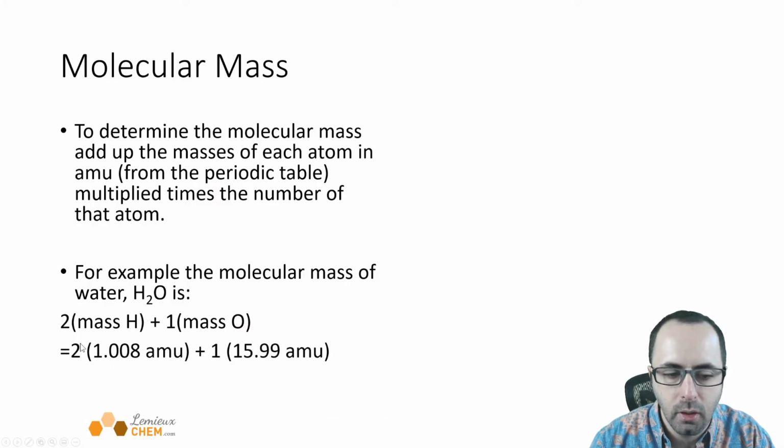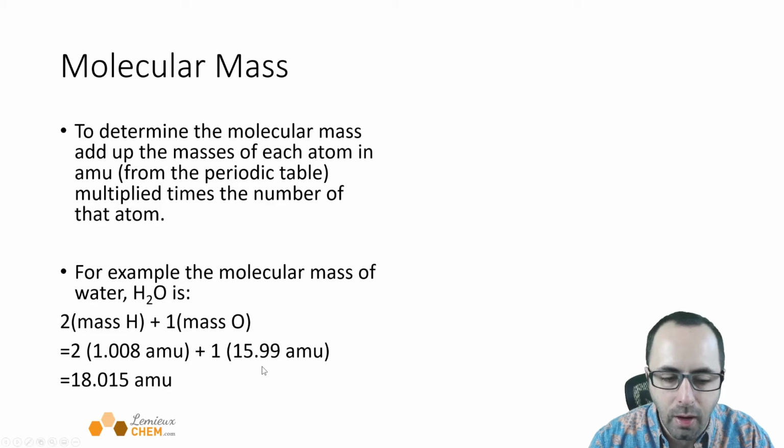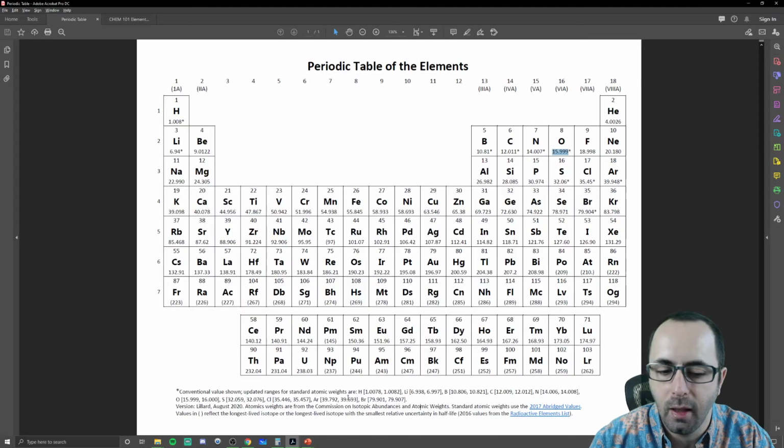For hydrogen, we're going to do 2 times its mass, 1.008 AMUs, plus 1 times the average atomic mass for oxygen, 15.999 AMUs. And so we get 2.016 plus 15.999. We can add those together.